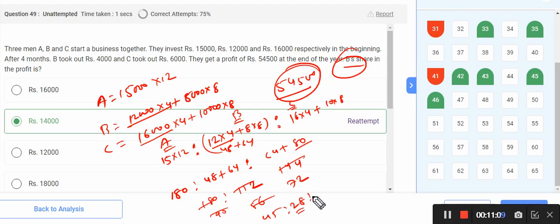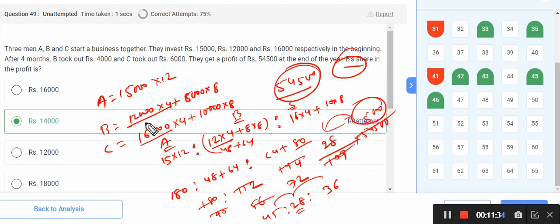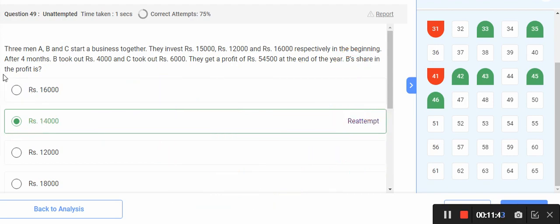Earlier it was 26 as per my calculation. It was wrong, it is 36. Now if I divide 54,500 by the total of the ratio, it will go 5 times. So multiply this to get the value of B. So 14,000 is the right answer. Okay, moving to the next question.